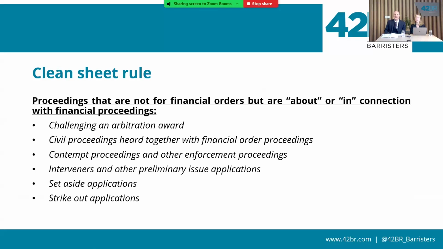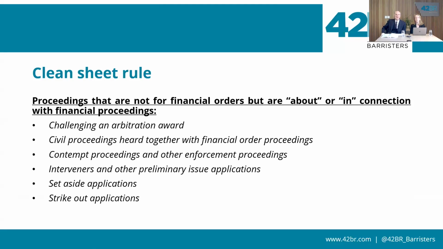Proceedings that are not for financial orders, but are about or in connection with financial proceedings, are also outside of the general rule of no order as to costs. And those include challenging an arbitration award. Now, you'll be aware perhaps that there have been a few cases where, notwithstanding that the parties have agreed to arbitration, when the order has been sent to the court by one party to have it confirmed as a consent order, the other party have tried to challenge it on the basis of some procedural irregularity or mistake of law, whatever. And in those circumstances, those are outside of the no order as to costs rule principle.